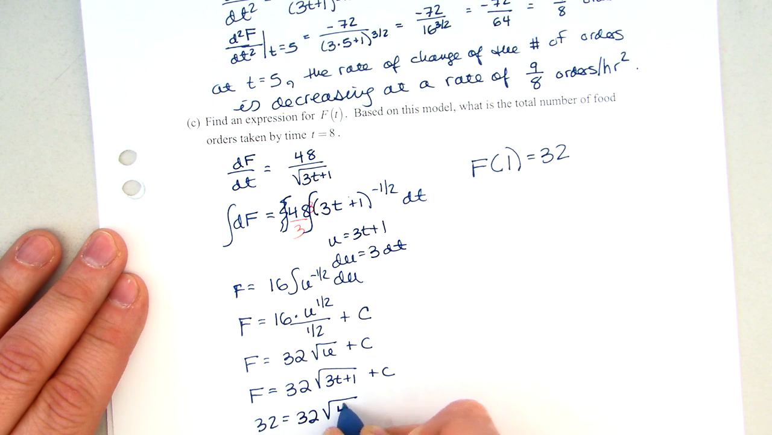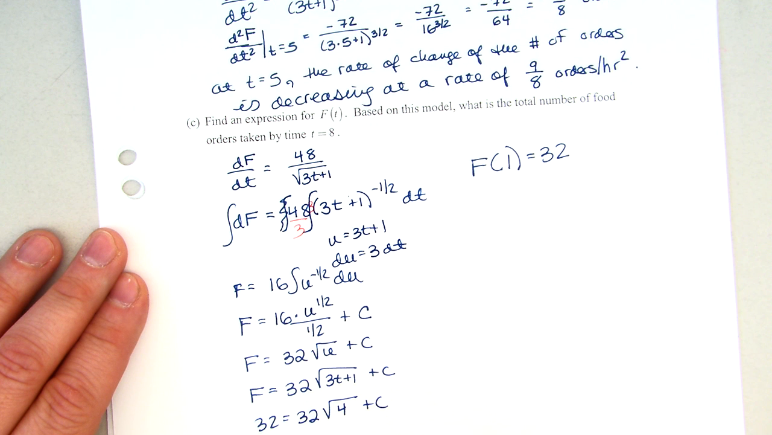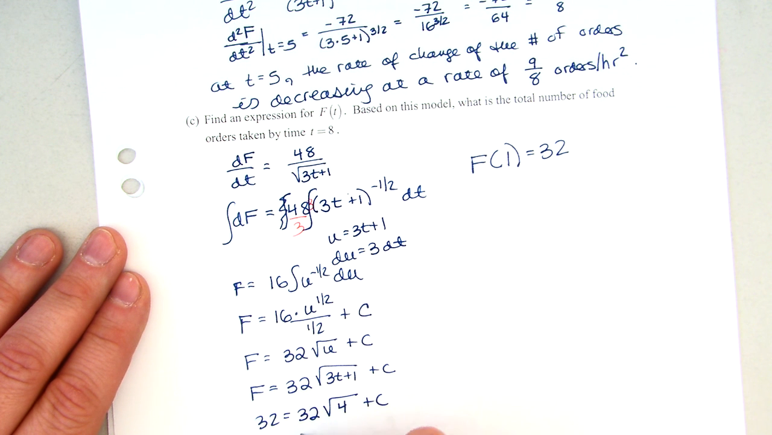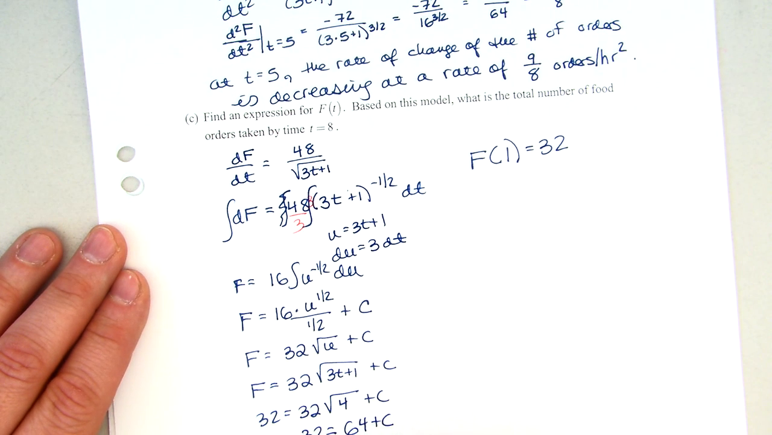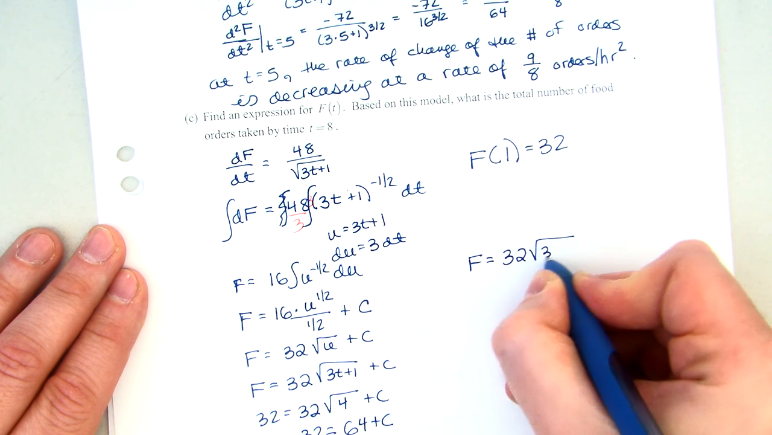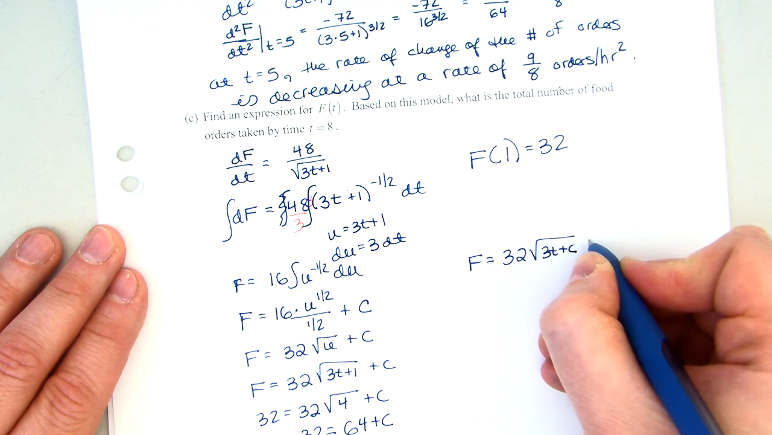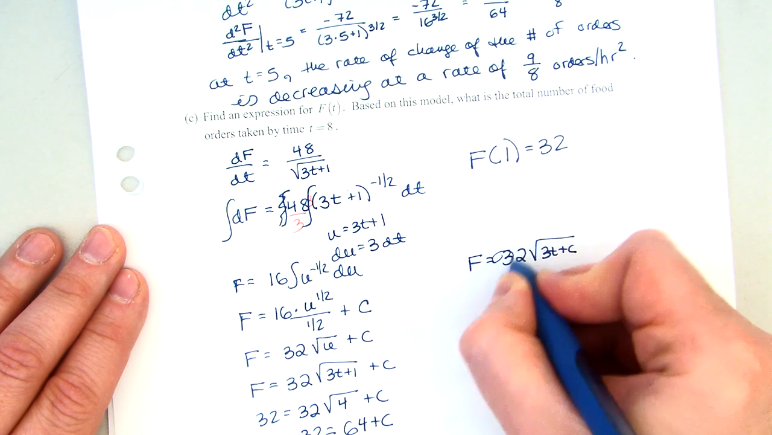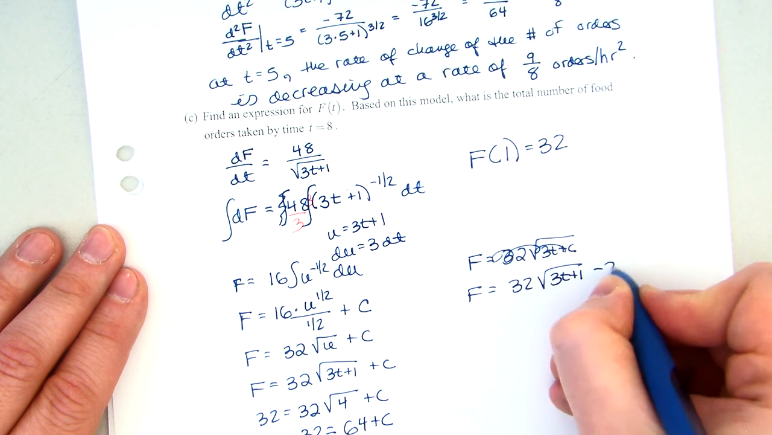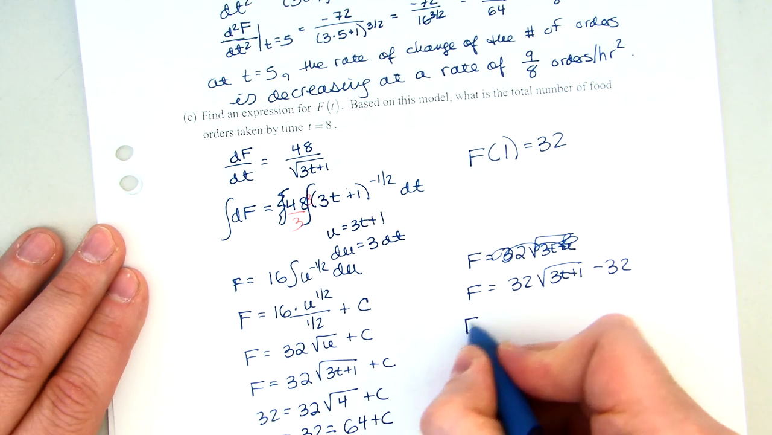32 equals 32 times something. It's negative 32? Why negative? Oh, yes. You can't do that because of the c. Yeah, c is negative 32. Do you have negative 32? Yes, we're fine. You can't divide because of the constant. Once we start solving for the constant and plug it in, we can't do that. So it's 32 times the square root of 3t plus 1, minus 32 at the end. Yes. Then we'll just find f of 8.